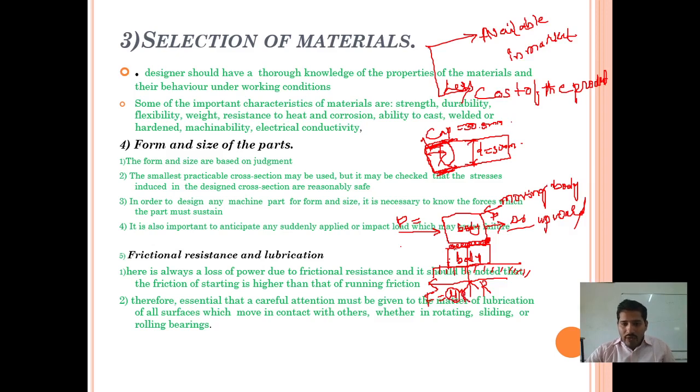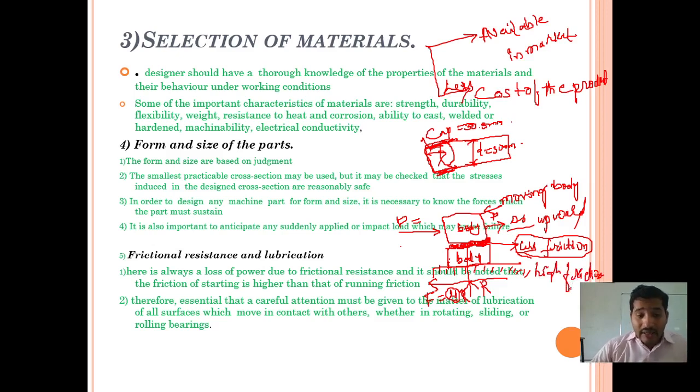In between, are we using the lubricant or not? If you are using the lubricant, less friction will be produced. If you are not using the lubricant between the two workpieces, it will produce high friction. So frictional resistance and lubrication state that there is a loss of power. Why the loss of power?